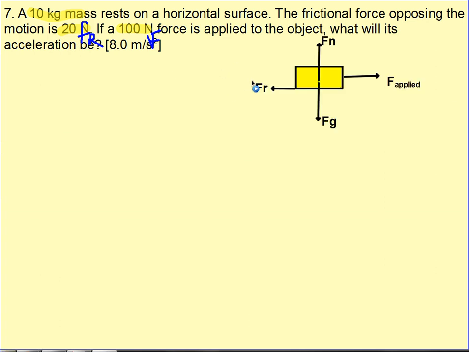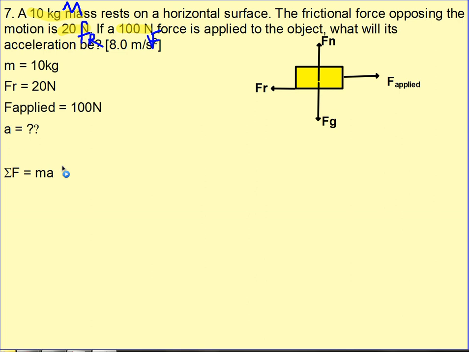Draw a free body diagram. Fg goes down. Fn goes up. I didn't give you a direction, so let's just make the applied force go to the right. Friction opposes motion and goes to the left. Write out your givens. Mass is 10 kilograms. If you need help figuring these out, go ahead and write them like I do in the problem. The frictional force is 20 newtons. The applied force is 100 newtons, and you can just call this F. I'm looking for acceleration, so that's my unknown. What is the acceleration?